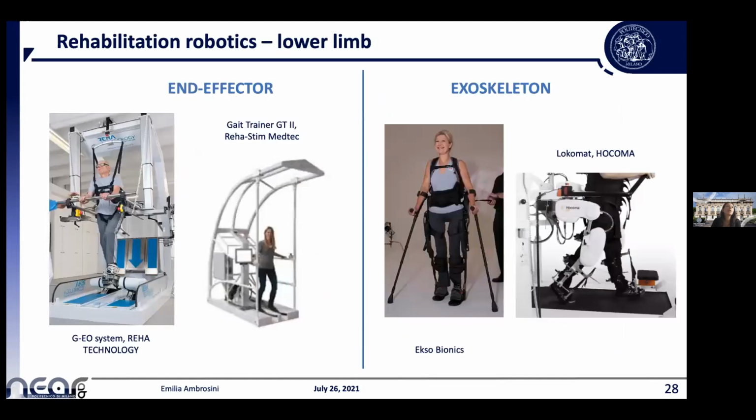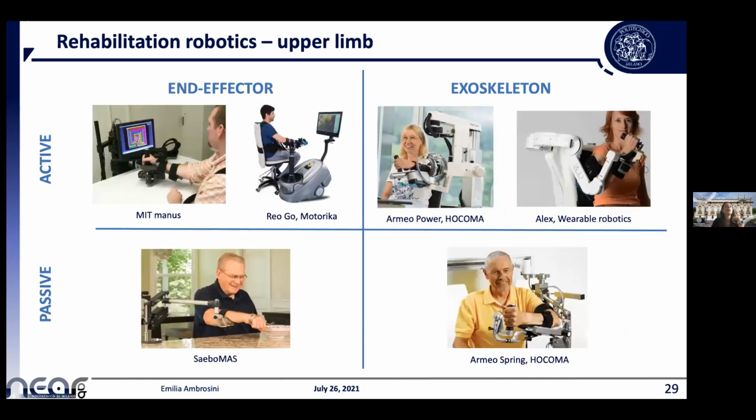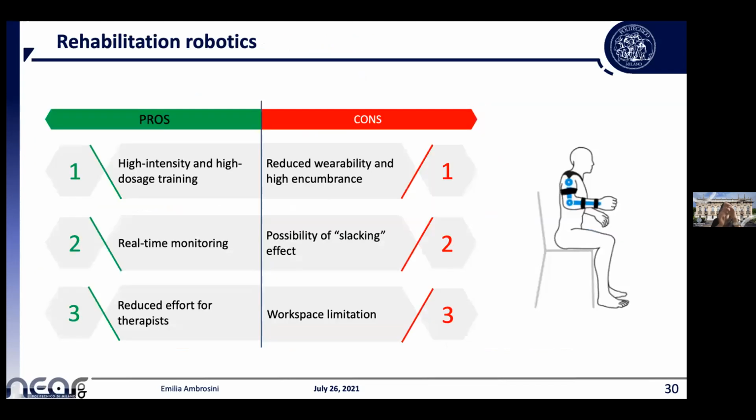Here I have just some pictures of end effector and exoskeleton from commercial devices for the lower limb. While for the upper limb, here are some examples of end effector and exoskeleton, which are divided into active and passive devices. The main advantages of rehabilitation robotics are that they can assure high intensity, high dosage training that allows real-time monitoring of the performance of the subjects and reduces the effort of the therapist.